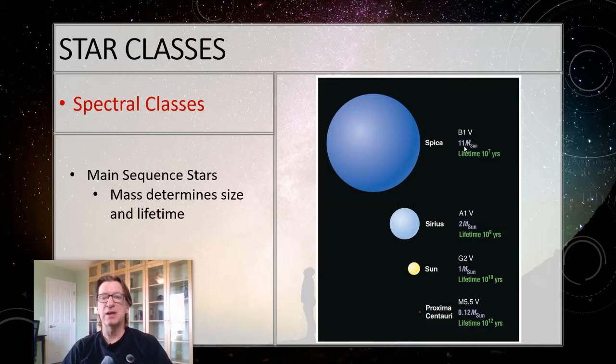You see that Spica has a mass of 11 times the mass of the sun, whereas Proxima Centauri is a little over 1/10 the size of the sun. So this thing is squeezing so hard, it's generating a whole lot of energy, so it's burning through its fuel really fast. And so that means this is not going to live very long, 10 to the 7th years. That's about 10 million years. Whereas our sun is going to live 10 to the 10th years. That's about 10 billion years.